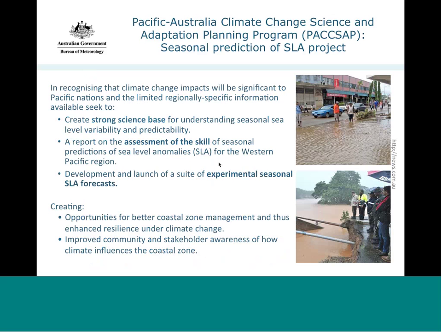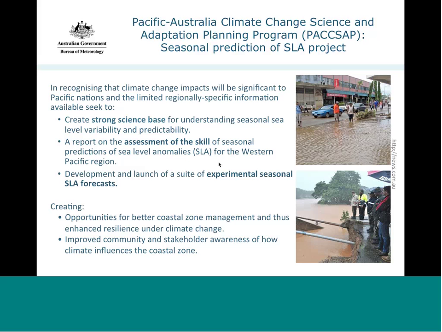So just to provide a little bit of background, this project was part of an AusAid funded project called the Pacific Australia Climate Change Science and Adaptation Planning Program. And this was the Seasonal Prediction of Sea Level Anomalies project. This project was brought about because there was recognition that climate change impacts will be very significant to Pacific nations, and there was a limited amount of knowledge available to these nations. And so we wanted to create a stronger science background for understanding the seasonal sea level variability and predictability within these regions.